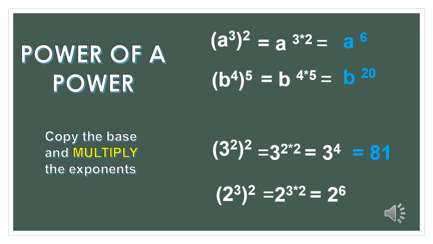And find the value of this expression. So we're going to multiply the base by itself 6 times. So we have 2 times 2 times 2 times 2 times 2 times 2. That will give us 64.